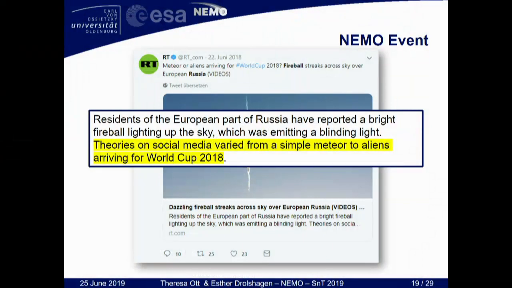If we're really lucky, we get a picture or video, something very nice. Here, for example, somebody was speculating it might be aliens, which actually happens quite often. This time, actually, they were thinking about very friendly aliens just coming for the World Cup. Usually, it's an invasion or something.